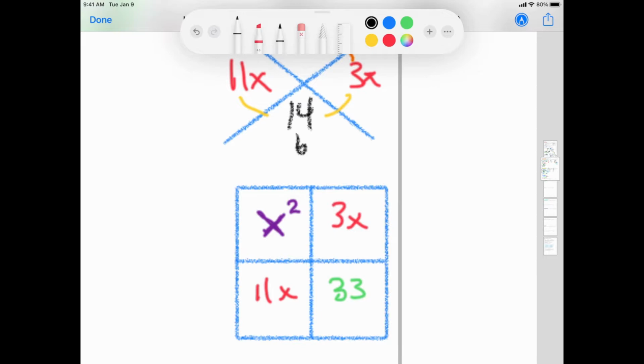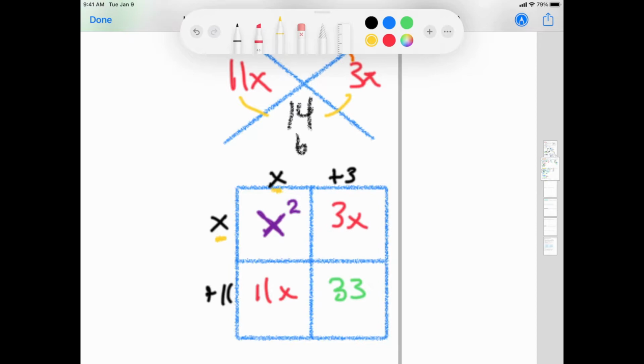Let's go ahead and take out the GCF in the top row. That'll give me an x. Bottom row will give me an 11. The top column here, they have an x in common. And then this one has a 3 in common. Remember, you can always check your answer.